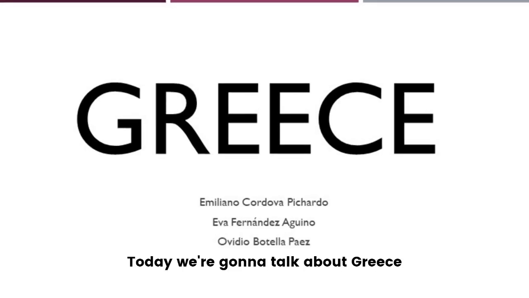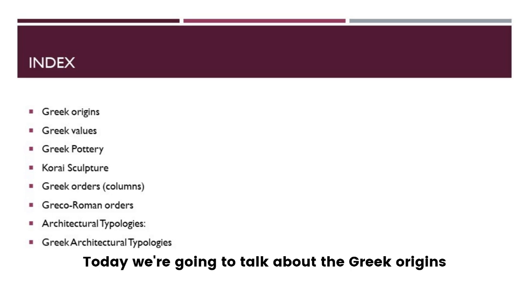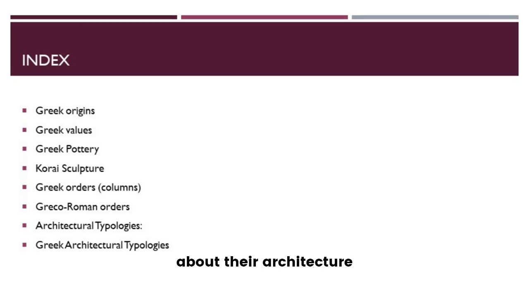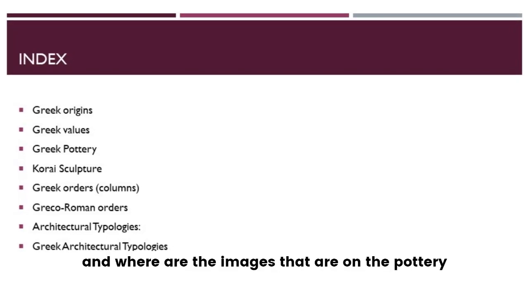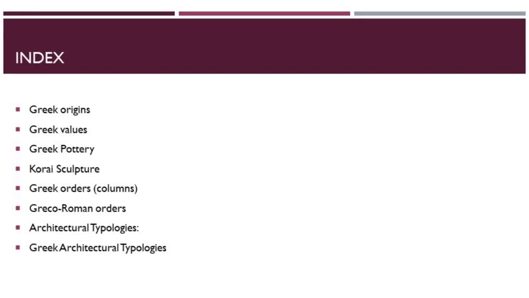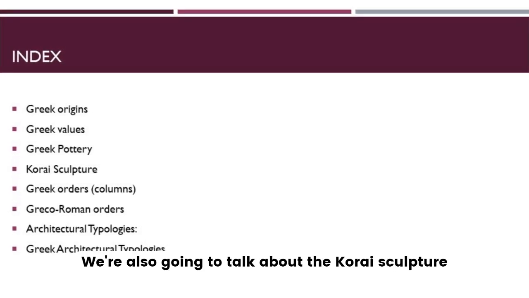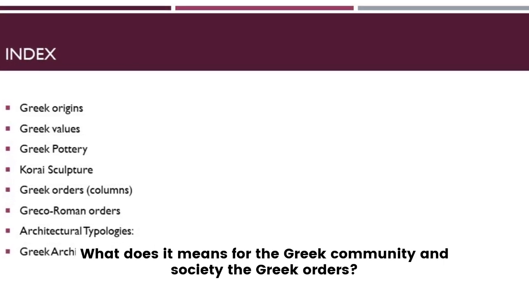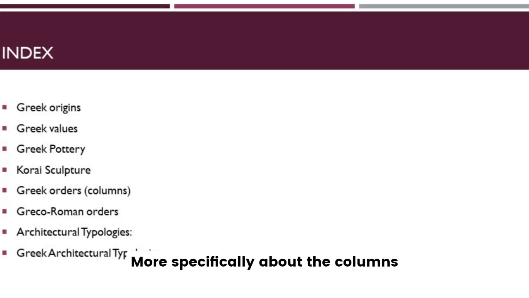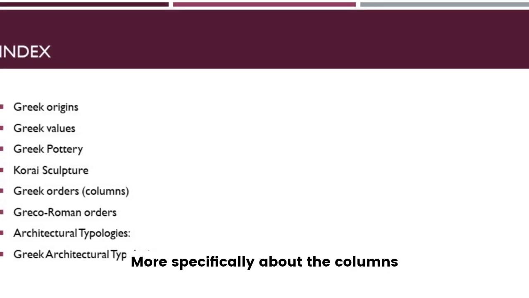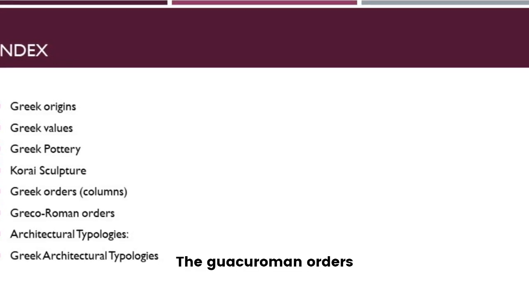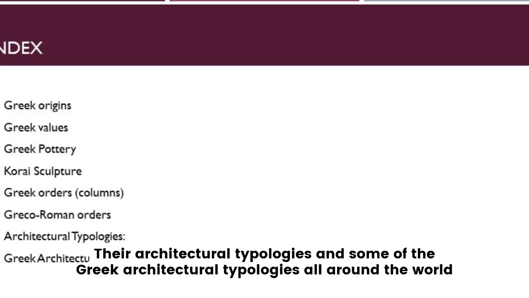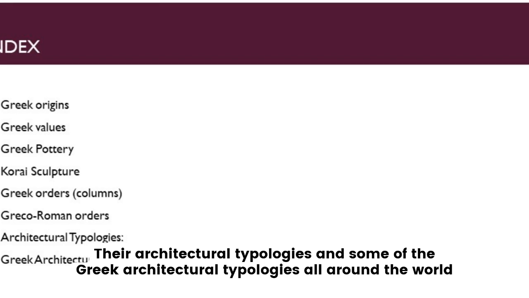Today we're going to talk about Greece. Today we're going to talk about the Greek origins, where it was located, some of the Greek values about their architecture, the Greek pottery, how it was made, and what are the images that are on the pottery. We're also going to talk about the Korai sculpture, what does it mean for the Greek community and society, the Greek orders, more specifically about the columns, what are their types, the Greco-Roman orders, their architectural typologies, and some of the Greek architectural typologies all around the world.